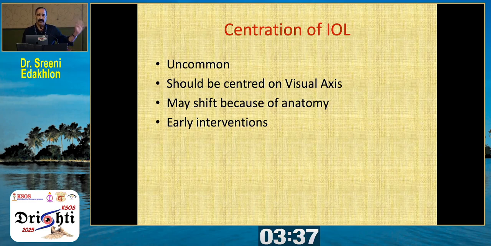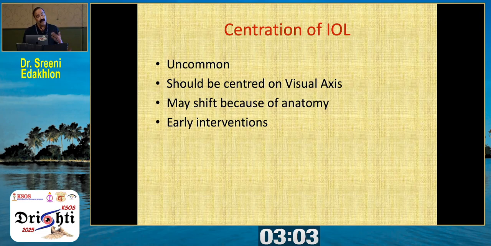Centration of IOL, Minu said about angle kappa and all. Everything is done, and it's very difficult to go wrong. The centration has to be not on the optical axis; it has to be on the visual axis. If the patient can actually concentrate, you won't go wrong. But because of anatomical issues, it might shift, which is very, very, very rare. But if something related to the IOL is there, then you have to intervene early.